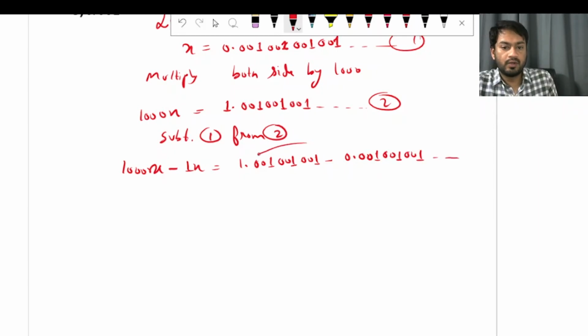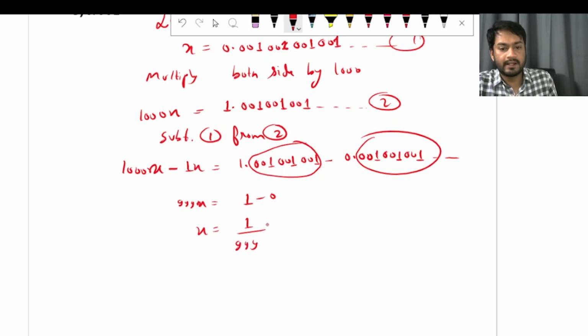So this whole term will be cancelled with this whole term, so this will be equal to 1 minus 0, and this will be equal to 999x. So x will be equal to 1 upon 999, right? So this is your final answer.